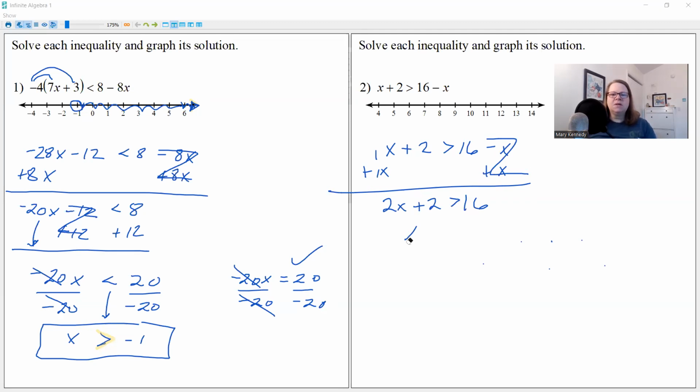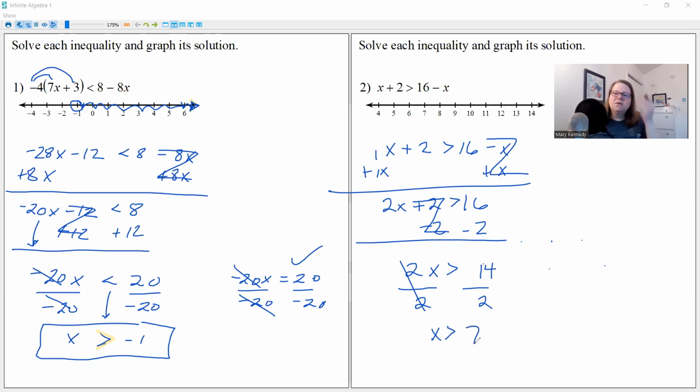Now I've got a plus 2 over here that needs to go away, so I subtract 2 because 2 minus 2 is 0, and I'll subtract 2 on the other side. That leaves me 2x is greater than 14. I'll divide both sides by 2. The nice thing is I didn't divide by a negative, so I don't have to change the sign. It's just x is greater than 7.